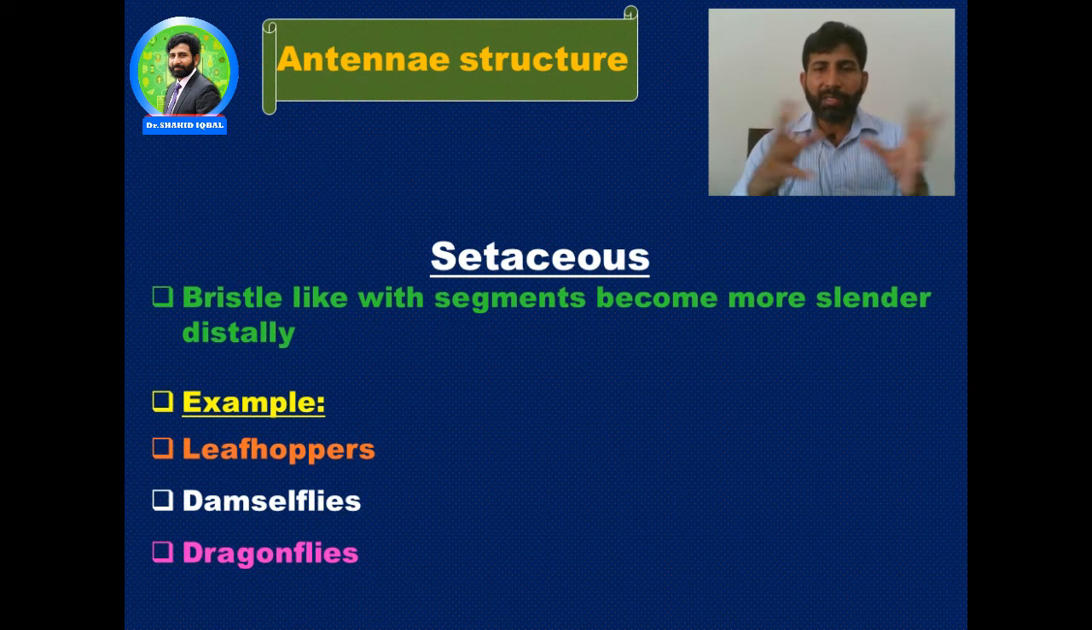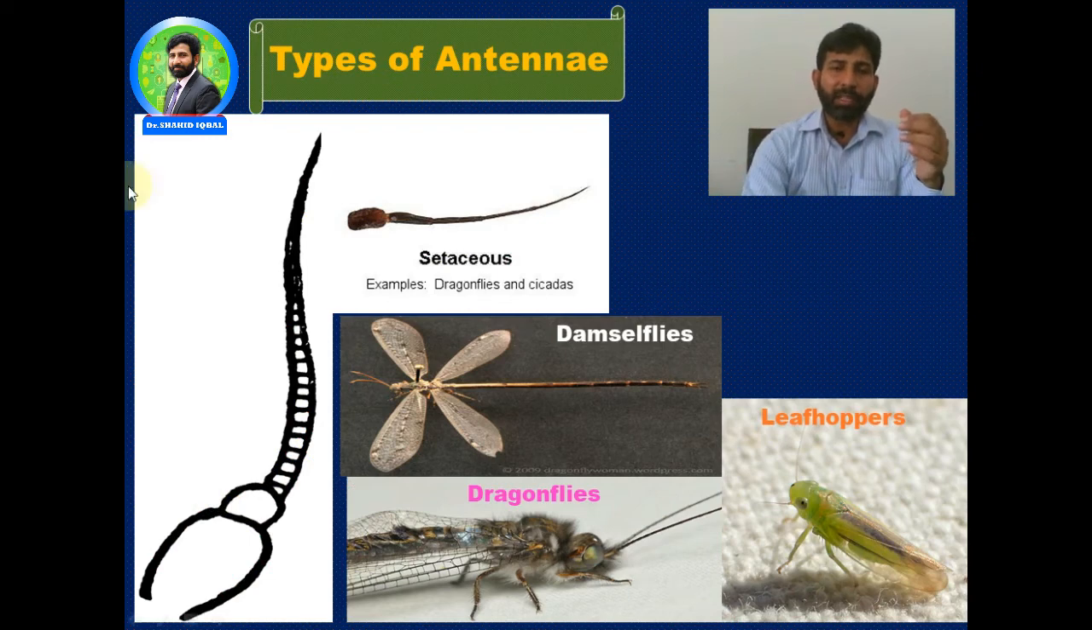In the types of antennae, one of them is stylate. These are bristle-like, with the segments becoming more cylindrical distally. For example, this kind of antennae is present in leafhoppers, damselflies, and dragonflies. Look here at the structure. This is more cylindrical at the terminal. A larger structure gradually becomes more cylindrical, then less cylindrical.